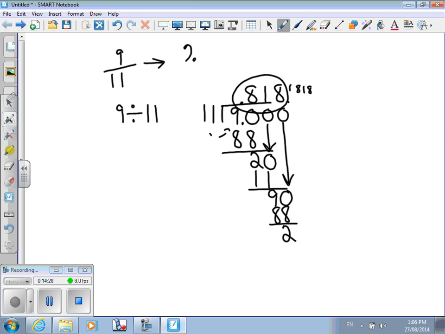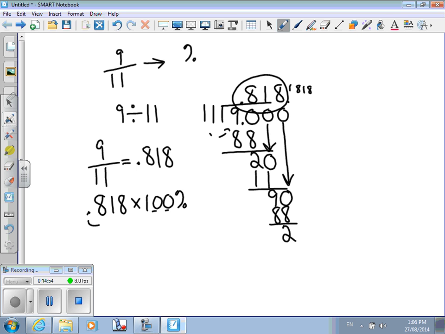I'm going to say that 9/11 is decimal 0.818. That gets me from a fraction into a decimal. And I'm going to take my decimal 0.818, multiply it by 100%. With those 2 zeros, that'll move my decimal over 2 spots. And so 81.8% would be my final answer.